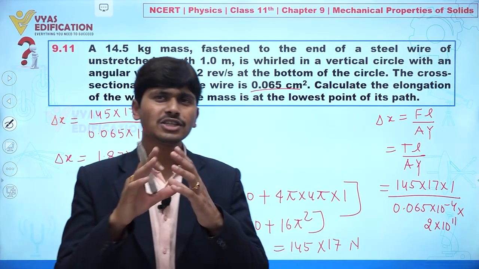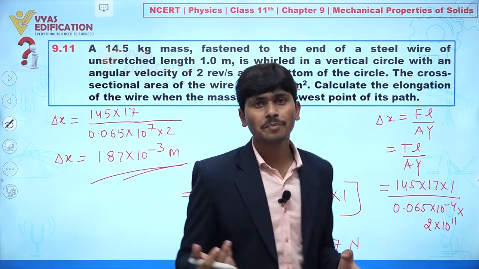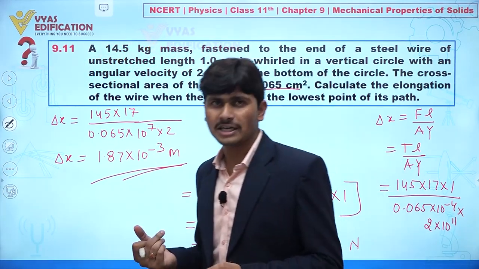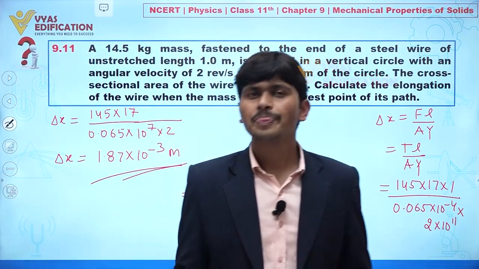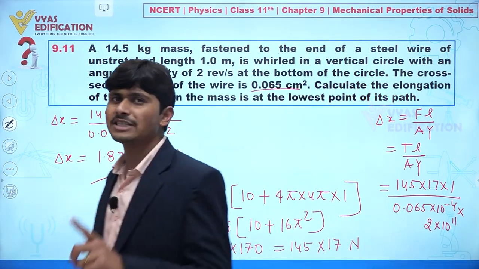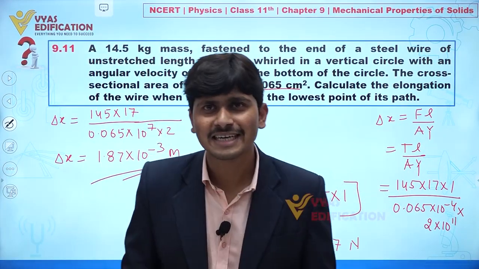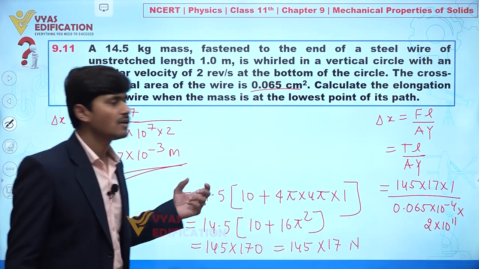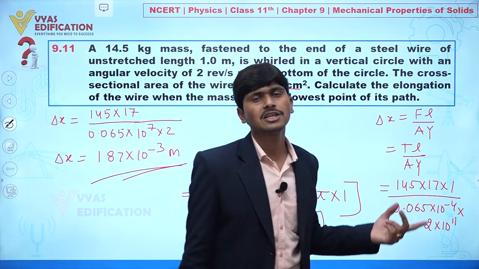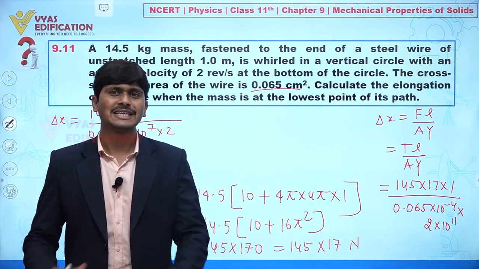Actually this is a good question, and this type of question may be asked in competitive examinations like JEE or NEET, because in this question we have two concepts. First of all, you should know how to calculate the tension value, because here we are utilizing the concept of motion in a vertical circle, as well as the formula delta x equal to FL over AY. So now we can solve this question like this. Clear to everyone?